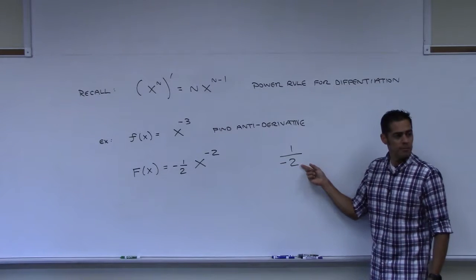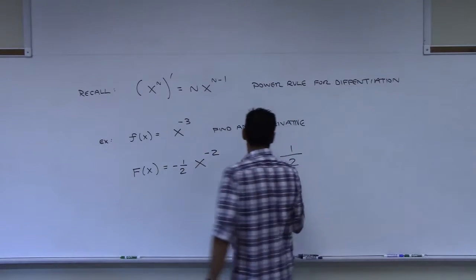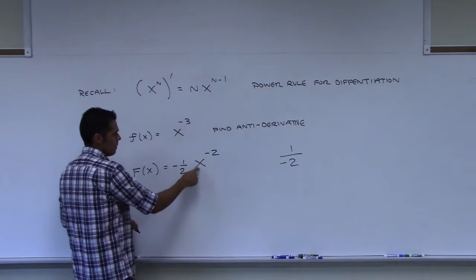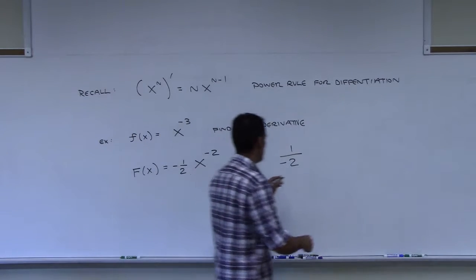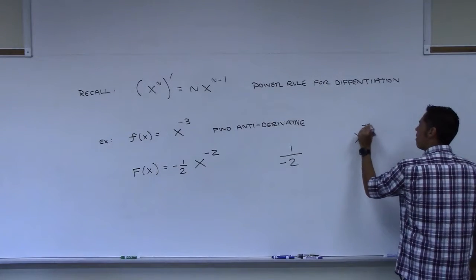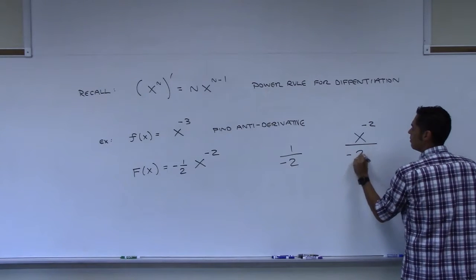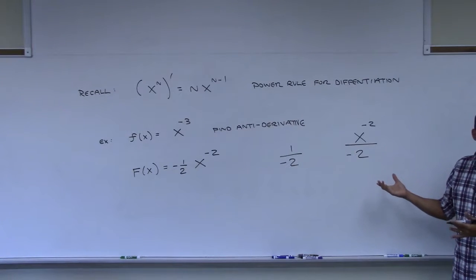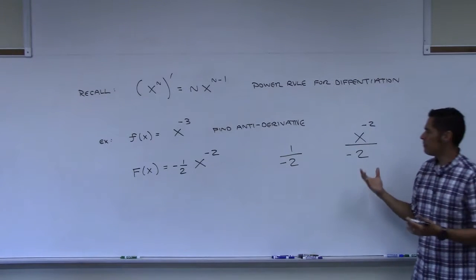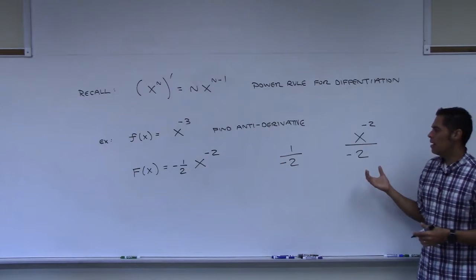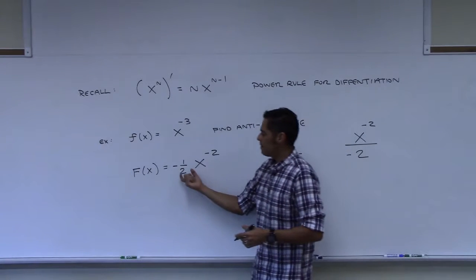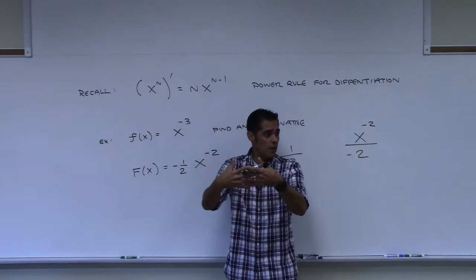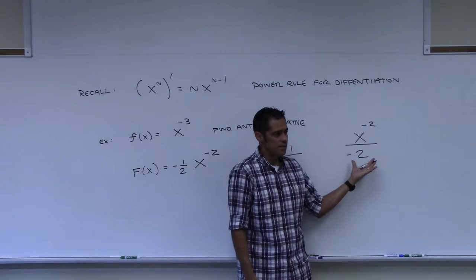Would we be wrong if we put the negative 2 at the bottom? Yeah, this would be correct. If I put x to the power of negative 2 all over negative 2, like that? Yeah, that is okay. Now there's a reason why I don't do that. The fractions out front, sometimes you have to put these together with other numbers, so for me it's easier when they're all out in front of the x. But this is correct, this is not wrong.